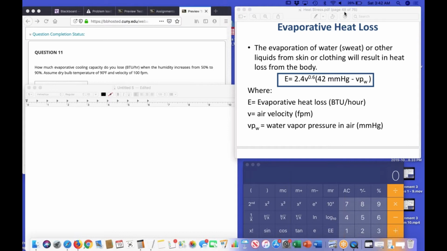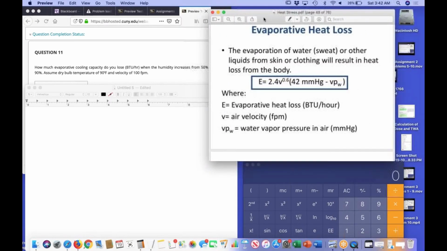Okay, so we have some equations for that. Here we go over here. We have the evaporative heat loss, the amount of heat you can take away from a worker under these conditions by evaporation. It is dependent on the air movement, the temperature of the air, and the humidity of the air, or the amount of moisture that the air has in it. We could express that as relative humidity, vapor pressure, grains per pound of air, and so on, a lot of different ways. But in this case, we're expressing it as millimeters of mercury in this equation.